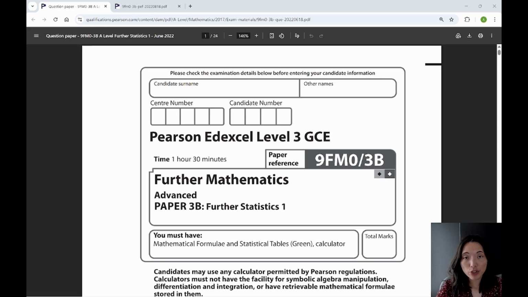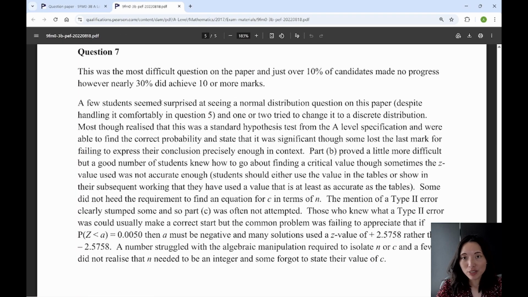In this video, we're going to look at the seventh and final question of the A-Level 2022 Further Statistics paper. It's actually a question that the examiner said is the most difficult question on the paper, with just over 10% of the candidates making no progress. It should be the fact that this is the final question in the paper and therefore not many people got to it. But let's take a look together and see whether we're able to get all the marks.